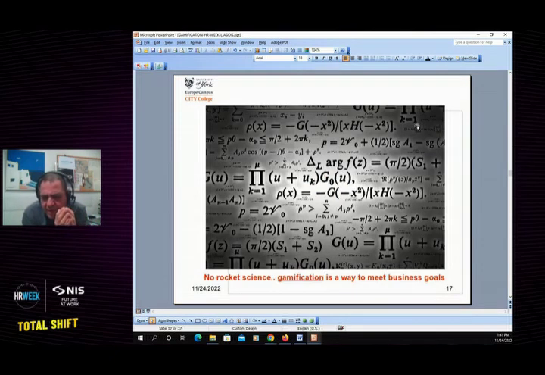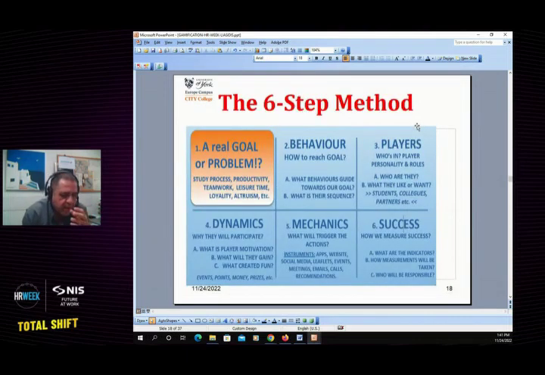Gamification is a way to meet our business goals. So how do we start? It would be good for any HR manager, if it is agreed amongst the top heads in the company to go for some gamification, to follow this so-called 6-step method. It's a process with 6 stages that if we play our cards right in, we're bound to have a successful and interesting gamified activity.